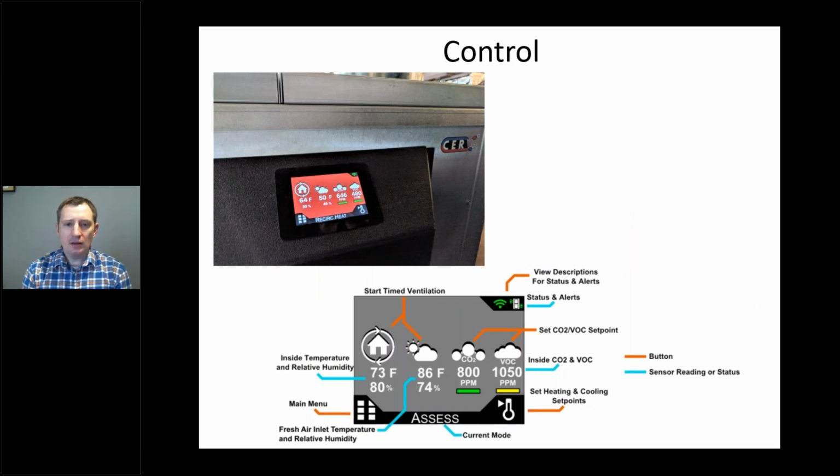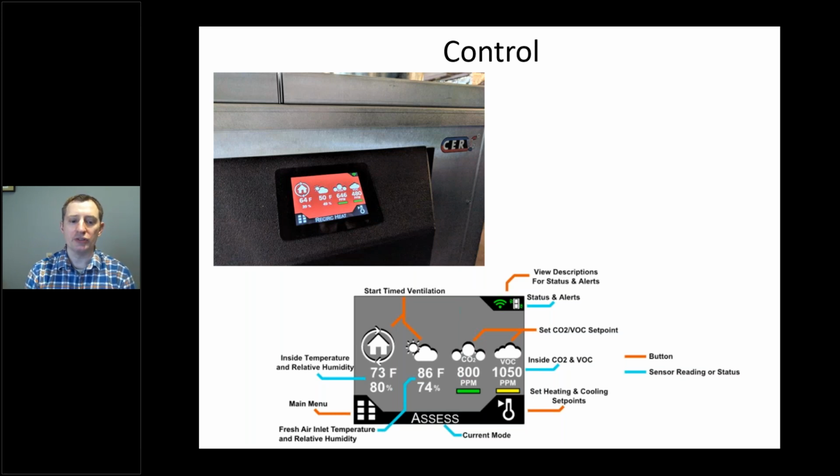The controller then, this is the main screen down below. As I said, the inside and outside temperature and relative humidity are measured. Those are under the house icon with those arrows. That's the inside house temperature and relative humidity. The other one is not a true outdoor reading. There's going to be an offset depending on how long of a duct run from outside to the CERV there is, and how well insulated that is. So a more accurate description of this is the fresh air inlet to the CERV temperature and relative humidity. So in the wintertime, the air may be warming up a little bit as it's coming through that duct, so it won't be a true outdoor reading.